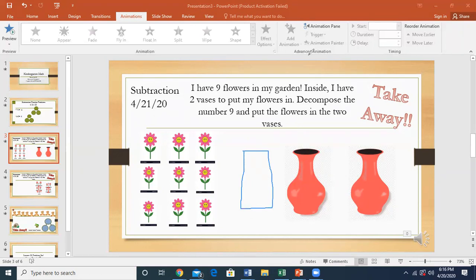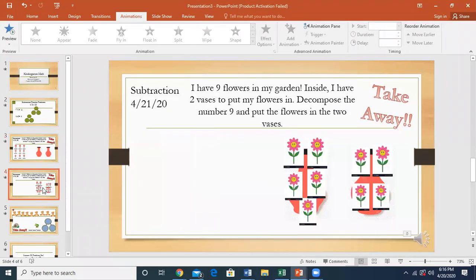Okay, great job, guys. So what we're going to do is I'm going to show you how I broke up my number 9, how I put my flowers into the 2 vases. Okay, so this is what I did. I had 2 vases. I had my 9 flowers. I am going to tell you how many I put in each vase. And I'm going to see if yours was similar or if yours was different.